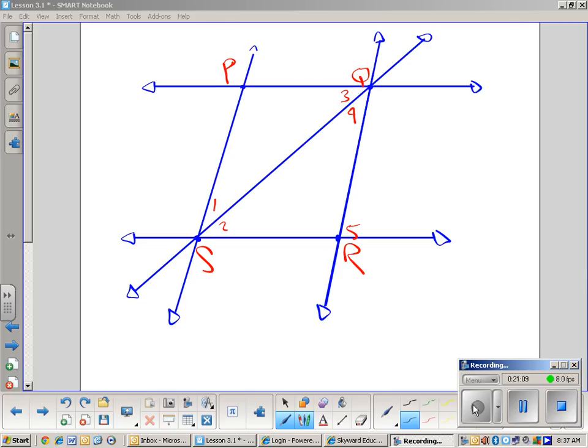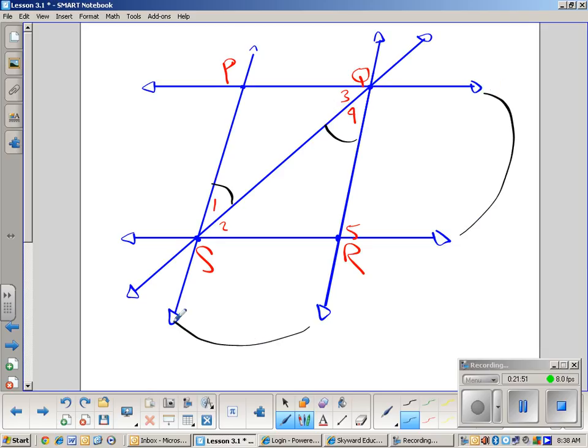So here's angle 1, here's angle 4. What two lines and what transversal create those two angles? Now my lines are not parallel, but what two lines do we have there that appear to be parallel, they're not really, but. Okay. Sadie's saying these two appear to be parallel, and these two appear to be parallel. Okay.